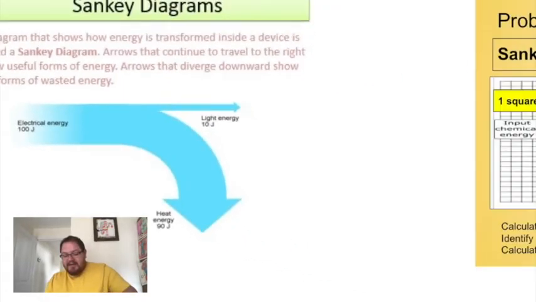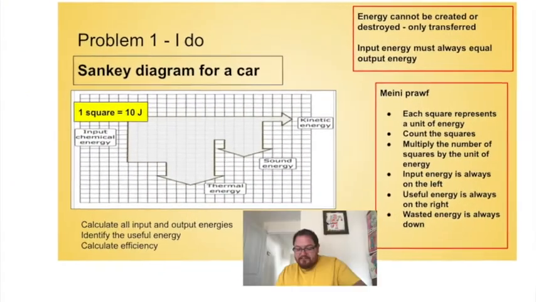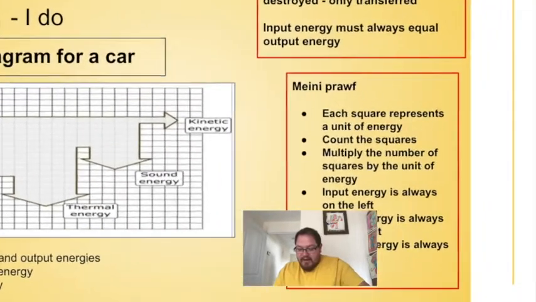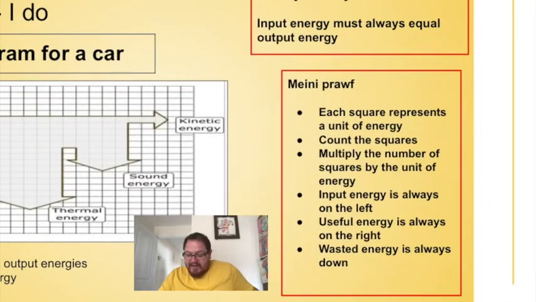So anyway, let's have a look at some diagrams. Let's just go through the success criteria in a minute. Each square is going to represent a unit of energy. If you count the squares and then multiply the number of squares by the unit of energy given, you're going to be able to know how much each square is worth. And we'll do that together now. Input energy is always on the left, and the useful energy always goes on the right, and then the wasted energy is down. So we've talked about that.